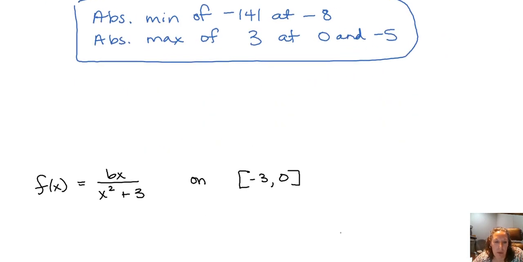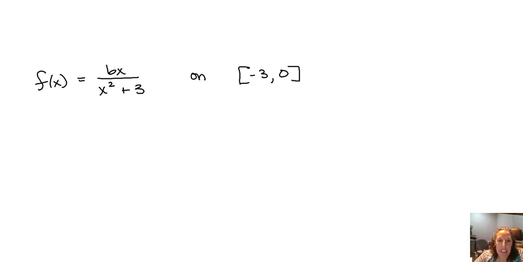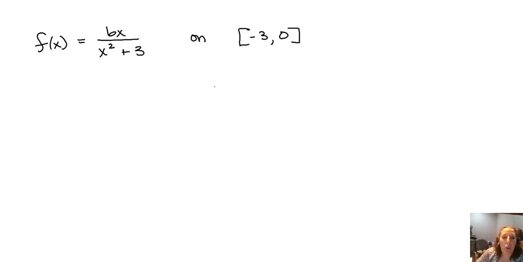All right, let's do another example. Here we're looking at the function f of x equals 6x over x squared plus 3. And we're going to look at this on the interval from negative 3 to 0. So the same approach we did last time, we need to take this derivative to find our critical values.